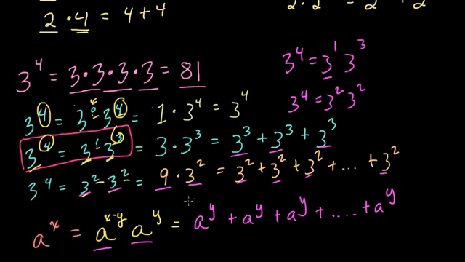Here we have a to the x minus y groups of a to the y. It's just following that idea all along. So there is some way to express what's happening that connects your original a to the x and this right here. And you might be able to extend it even further.